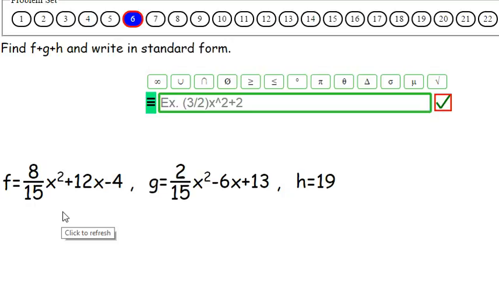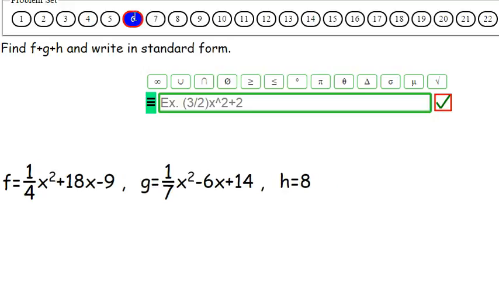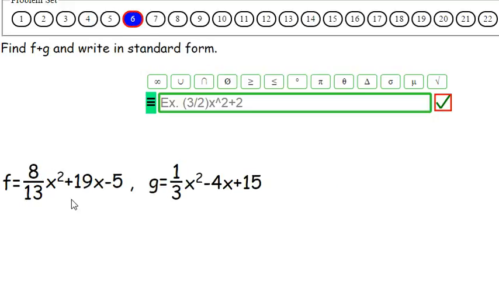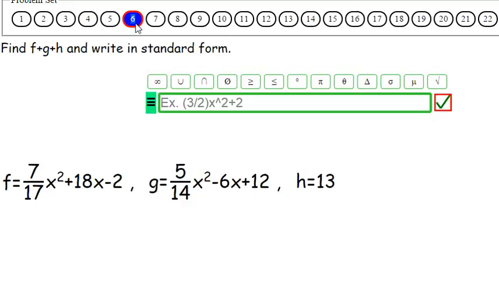Okay, I gotta make sure. This looks a lot like the last problem I just did. Alright, let me look at 6.1 here real quick. Oh, I see the difference. Sorry about that. We've got an additional one there. Okay.